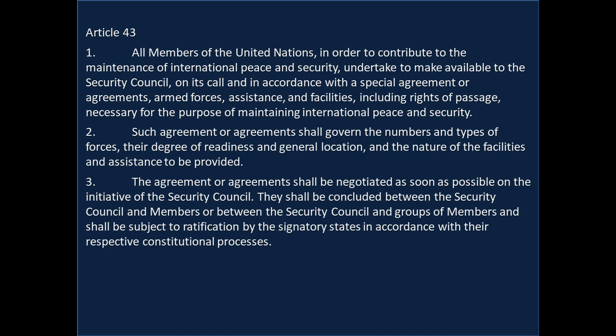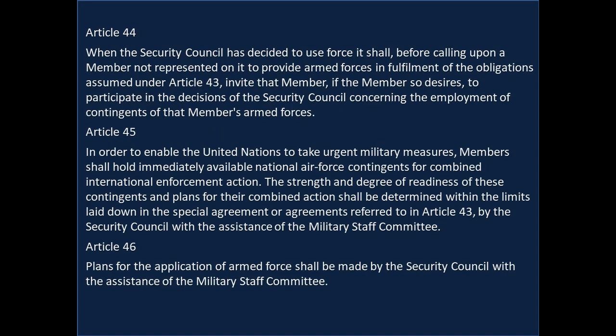Article 43. 1. All members of the United Nations, in order to contribute to the maintenance of international peace and security, undertake to make available to the Security Council, on its call and in accordance with a special agreement or agreements, armed forces, assistance, and facilities, including rights of passage, necessary for the purpose of maintaining international peace and security. 2. Such agreement or agreements shall govern the numbers and types of forces, their degree of readiness and general location, and the nature of the facilities and assistance to be provided. 3. The agreement or agreements shall be negotiated as soon as possible on the initiative of the Security Council. They shall be concluded between the Security Council and members or between the Security Council and groups of members and shall be subject to ratification by the signatory states in accordance with their respective constitutional processes.